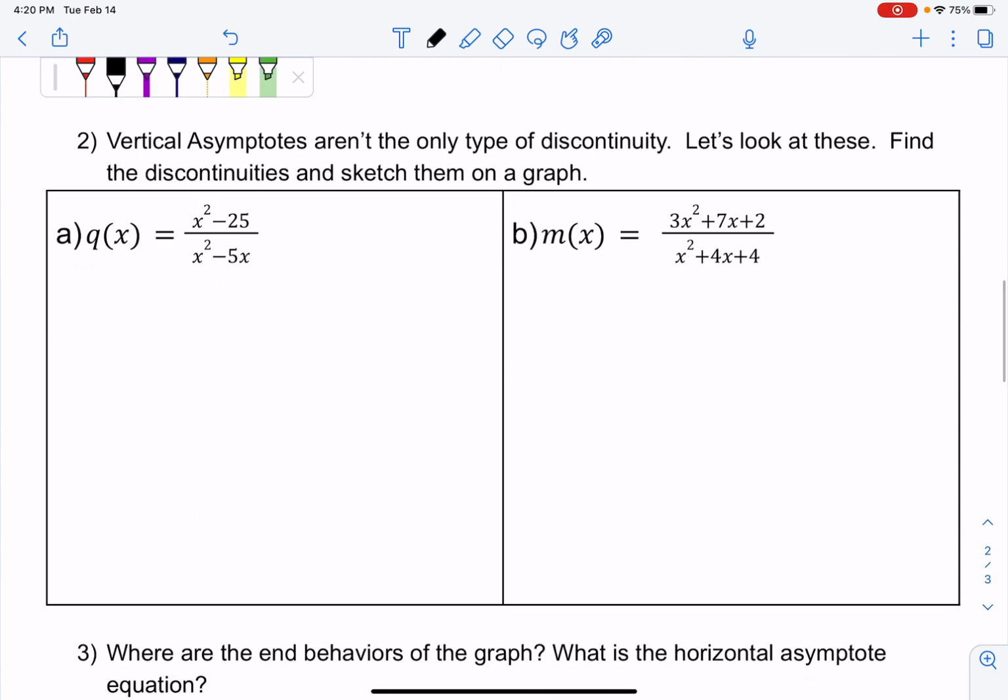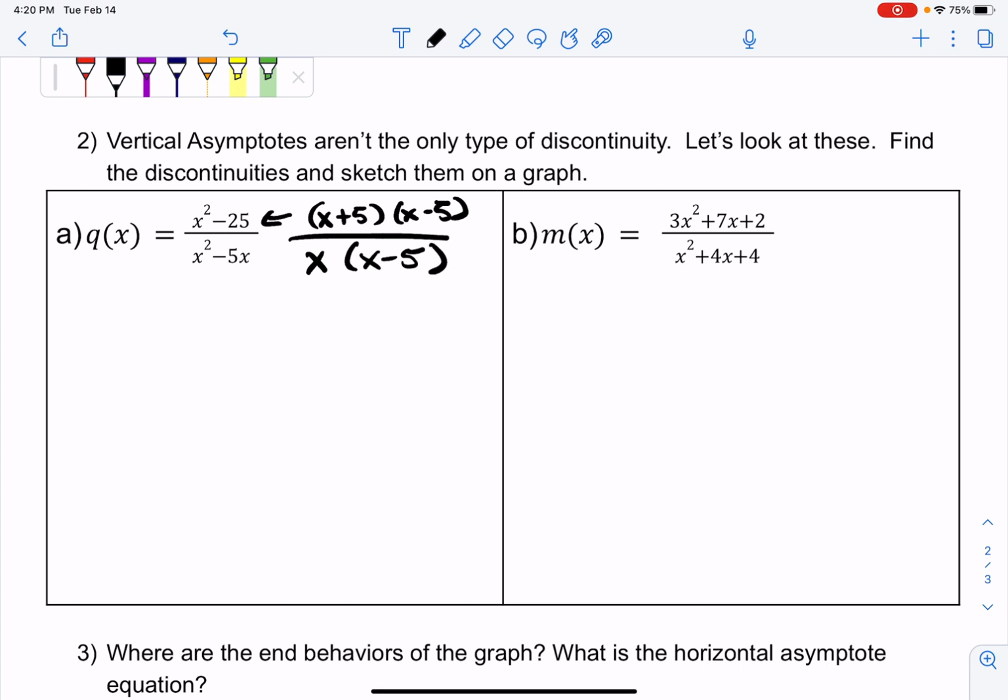Vertical asymptotes aren't the only kind of discontinuity. We also have holes. So we are looking for not only vertical asymptotes, but holes. So we're going to factor the top. Top is a difference of two squares, so it factors into x plus 5 times x minus 5. The bottom, we can just factor out an x, and that gives us x minus 5.